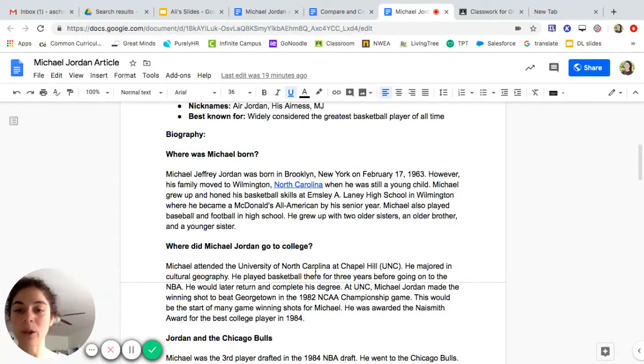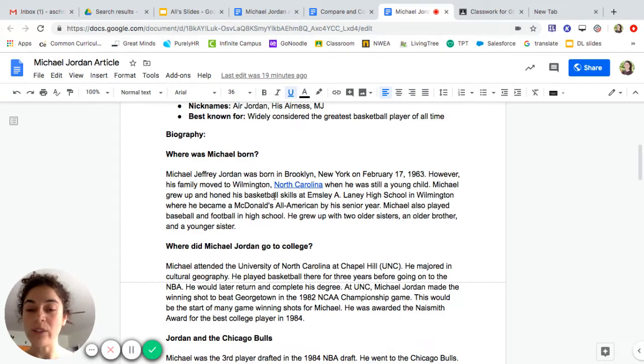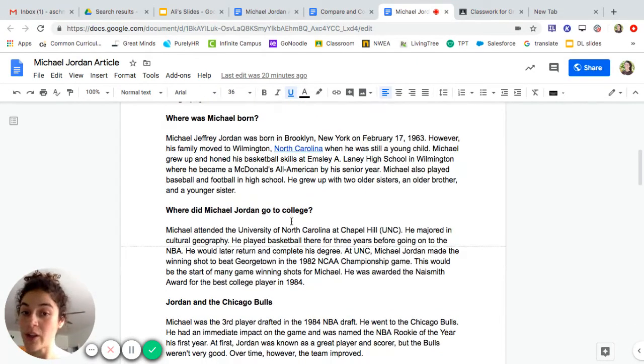Biography. Where was Michael born? Michael Jeffrey Jordan was born in Brooklyn, New York on February 17, 1963. However, his family moved to Wilmington, North Carolina when he was still a young child. Michael grew up and honed his basketball skills at Emsley A. Laney High School in Wilmington, where he became a McDonald's All-American by his senior year. Michael also played baseball and football in high school. He grew up with 2 older sisters, an older brother and a younger sister. Where did Michael Jordan go to college?